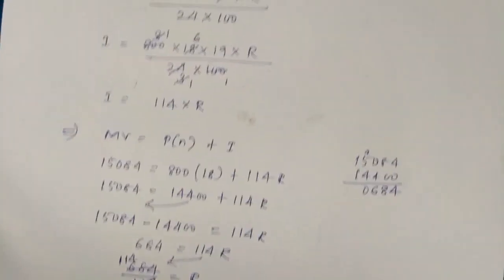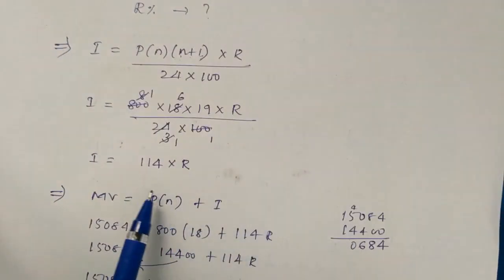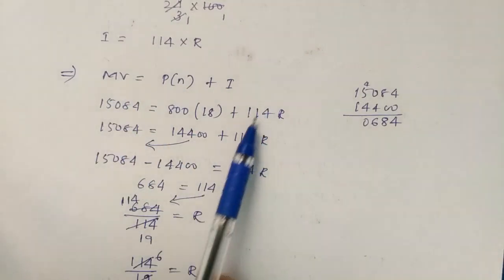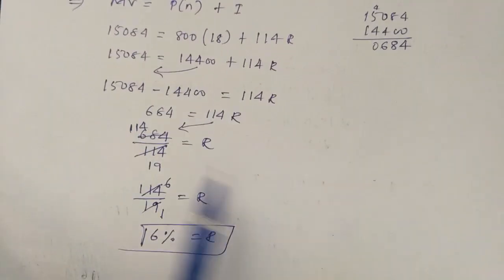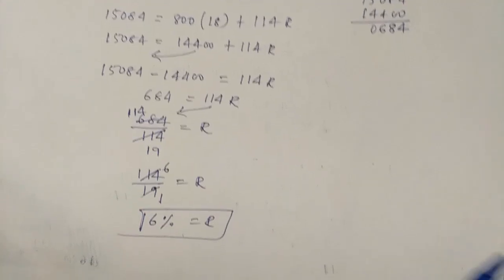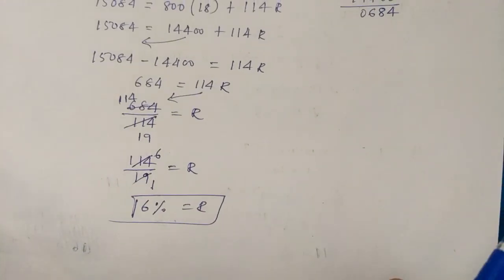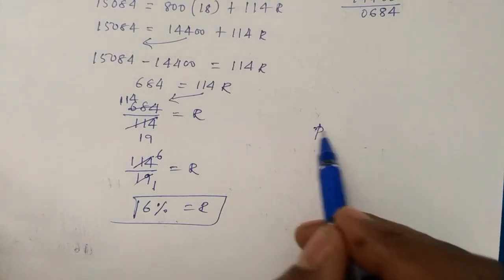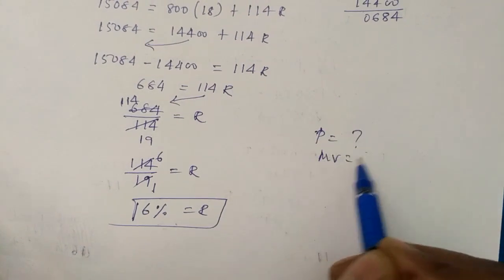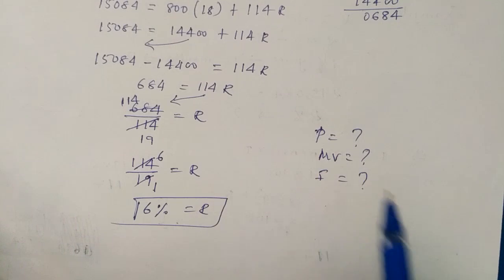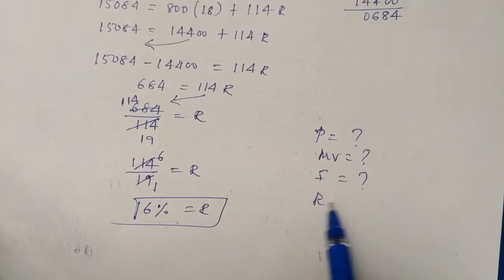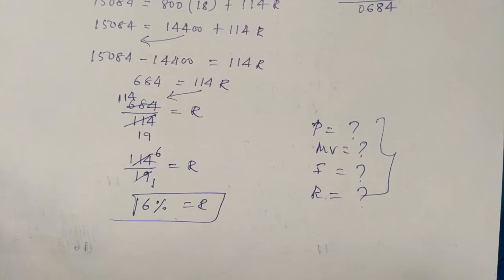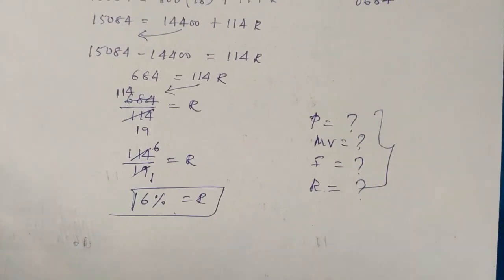In this way, by using both formulas, look: the first formula I used thoroughly, I got the relation between I and R. Then I went to the second formula, and there also I substituted in the right way and obtained the right answer. So the RD chapter is easy, students. I finding, MV finding, P finding, rate of interest finding, all have been completed. This kind of problem I'll give you as homework.